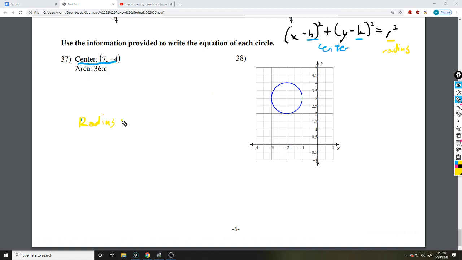How are we supposed to get the radius from the area? How is area connected to radius? Oh, area is connected to radius because area is pi r squared. So if we know the area, then we can get the radius. So if we know the area is 36 pi, then we're going to put 36 pi in for area. Okay, so that means pi r squared is 36 pi. Let's divide by pi. Let's get rid of the pi's.